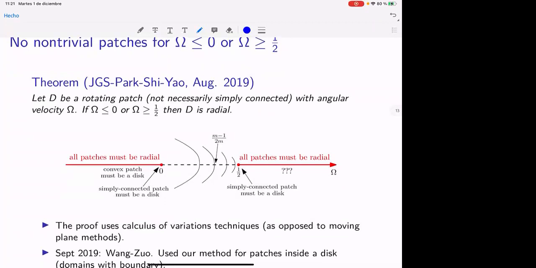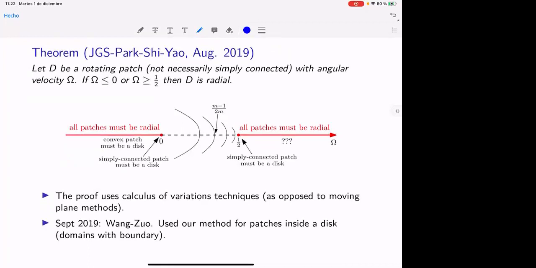So if omega is small, then there is nothing there. And if omega is big, then there is nothing there either. And in between, we have these families of non-trivial solutions, with the angular velocity accumulating at 1/2. And the main difference is that our proof is variational, as opposed to all these previous moving plane methods. Okay, and using our techniques, there was also another paper proving similar results when the patches are confined to a disk.